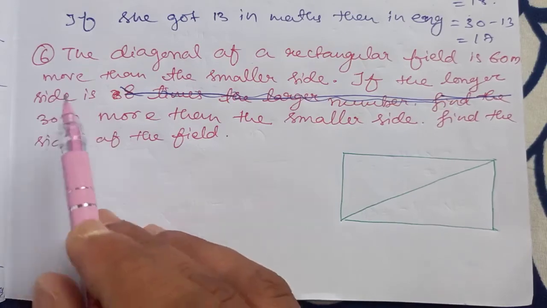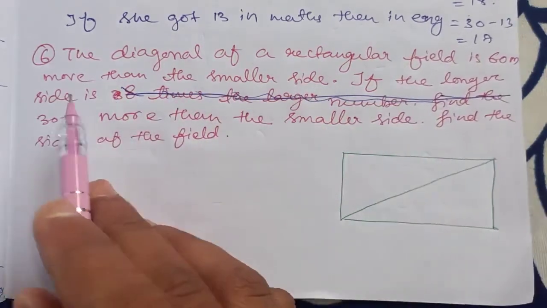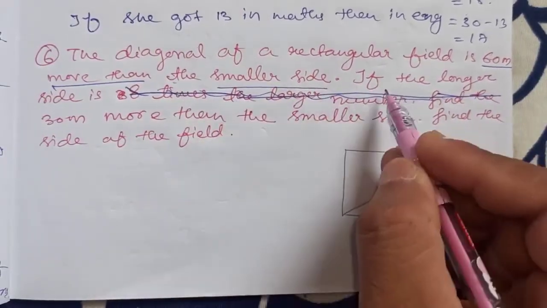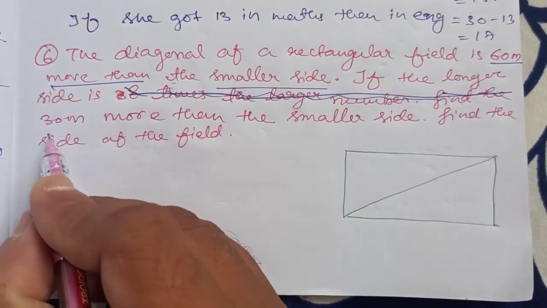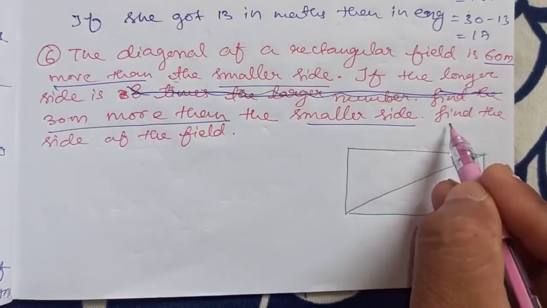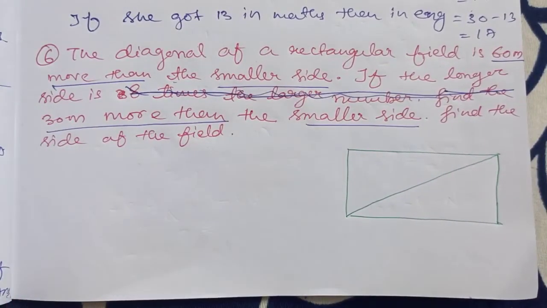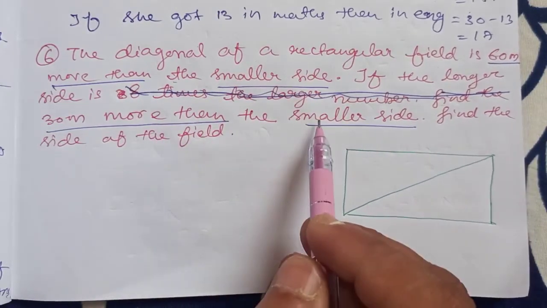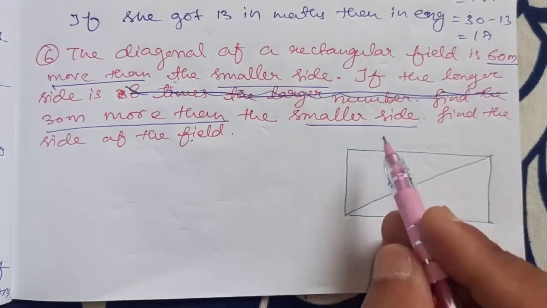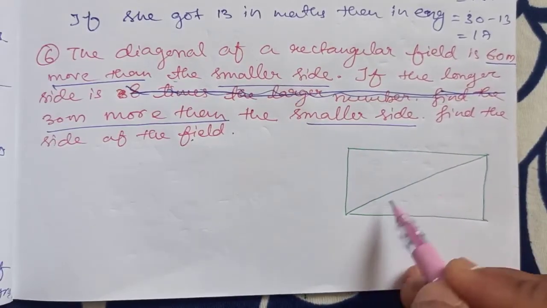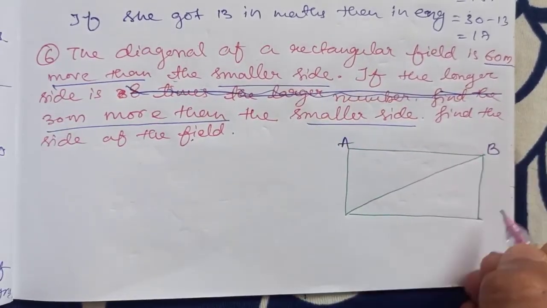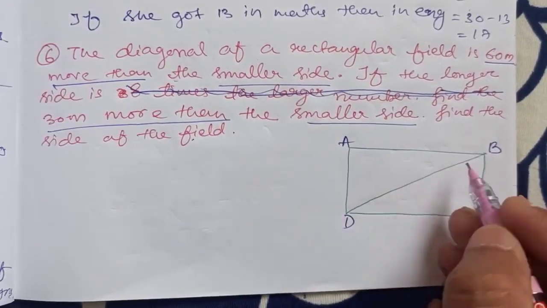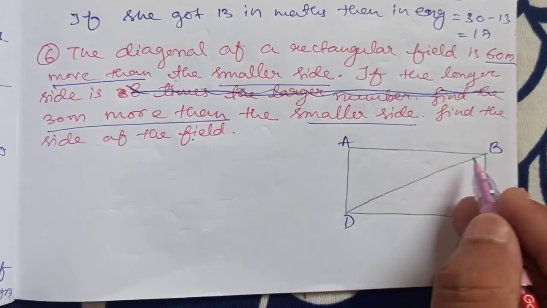Now sixth question. In the sixth question it is given the diagonal of a rectangular field is 60 meter more than the smaller side, if the longer side is 30 meter more than the smaller side. Find the side of the field. Okay, in the question, both the relations, of diagonal and the longer side, are with the smaller side. This is the smaller side, this is the diagonal. Suppose I name it ABCD. Diagonal is DB, smaller side is AD, and the longer side is AB.